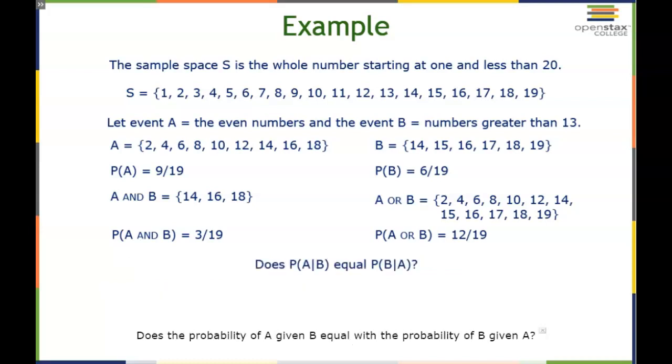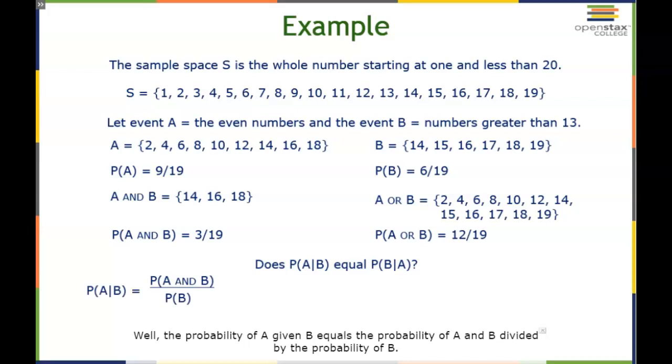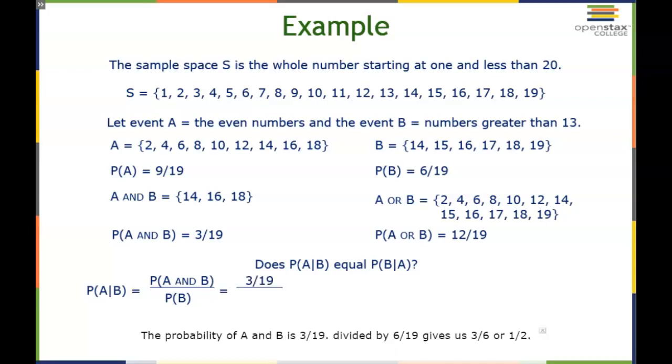Let's do one more check about something. Does the probability of A given B equal the probability of B given A? Let's just check these. Well, the probability of A given B will equal the probability of A and B divided by B. The probability of A and B is 3/19 divided by 6/19. That gives us 3/6 or 1/2.